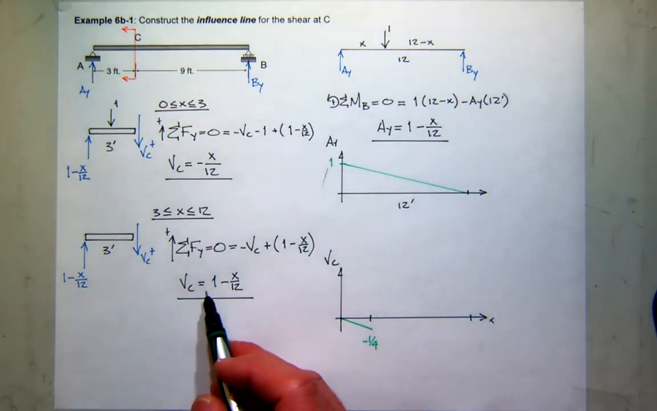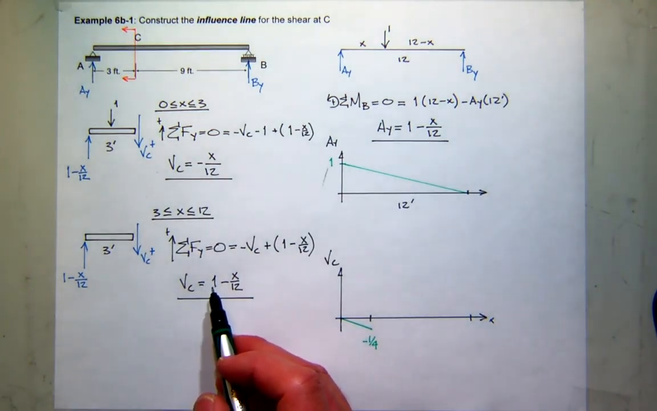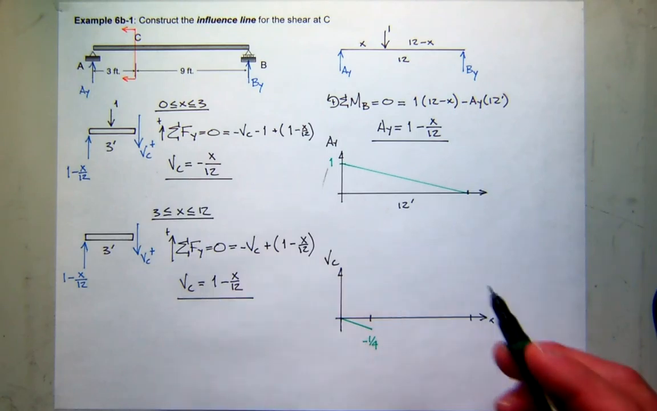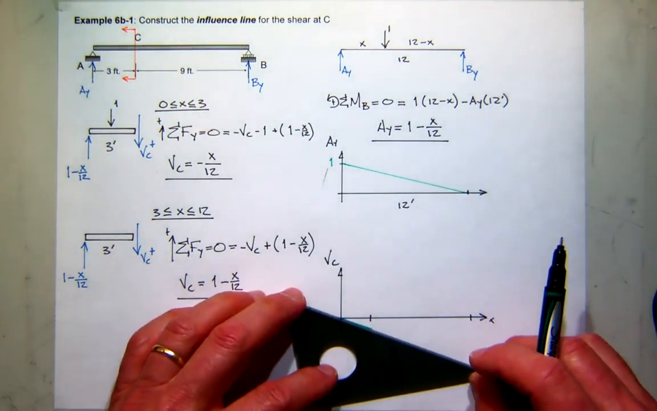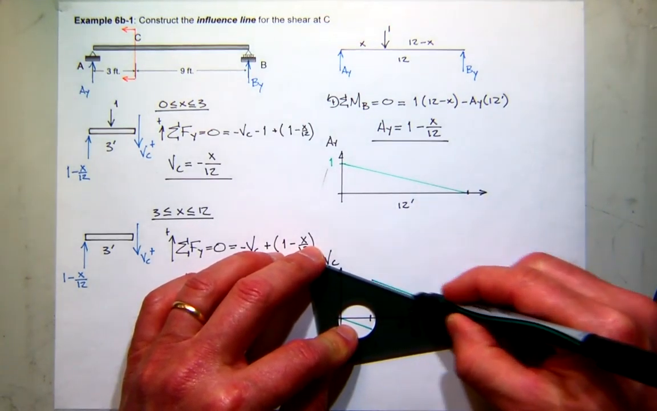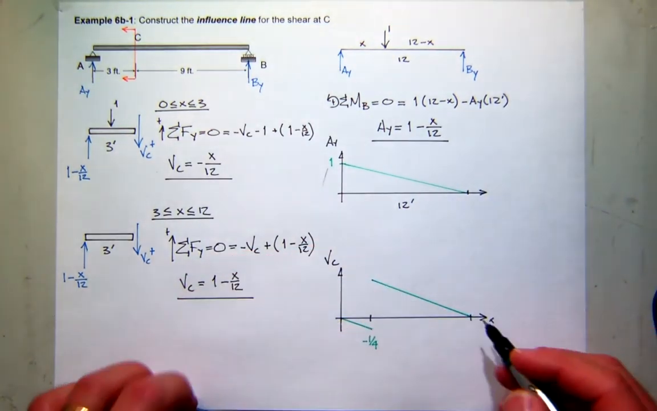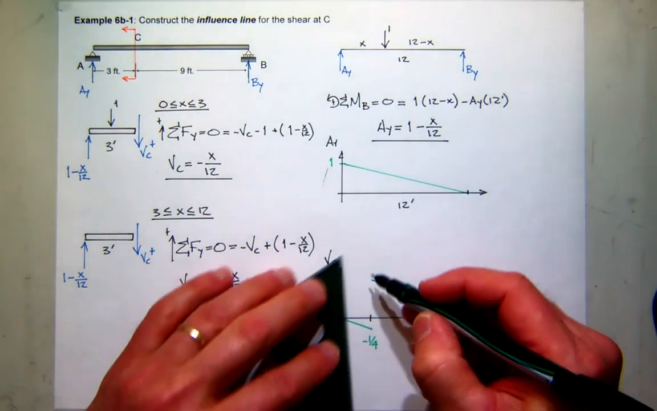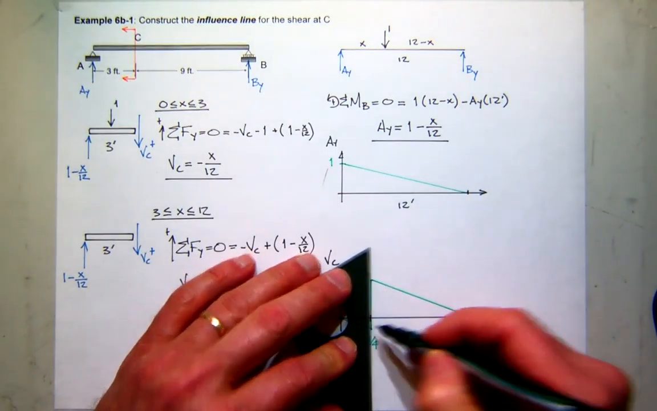So let's plot this. So what is this when x is equal to 3? It's 3/4, right? And when x is equal to 12, it's 0. So this is what the shear at C looks like.